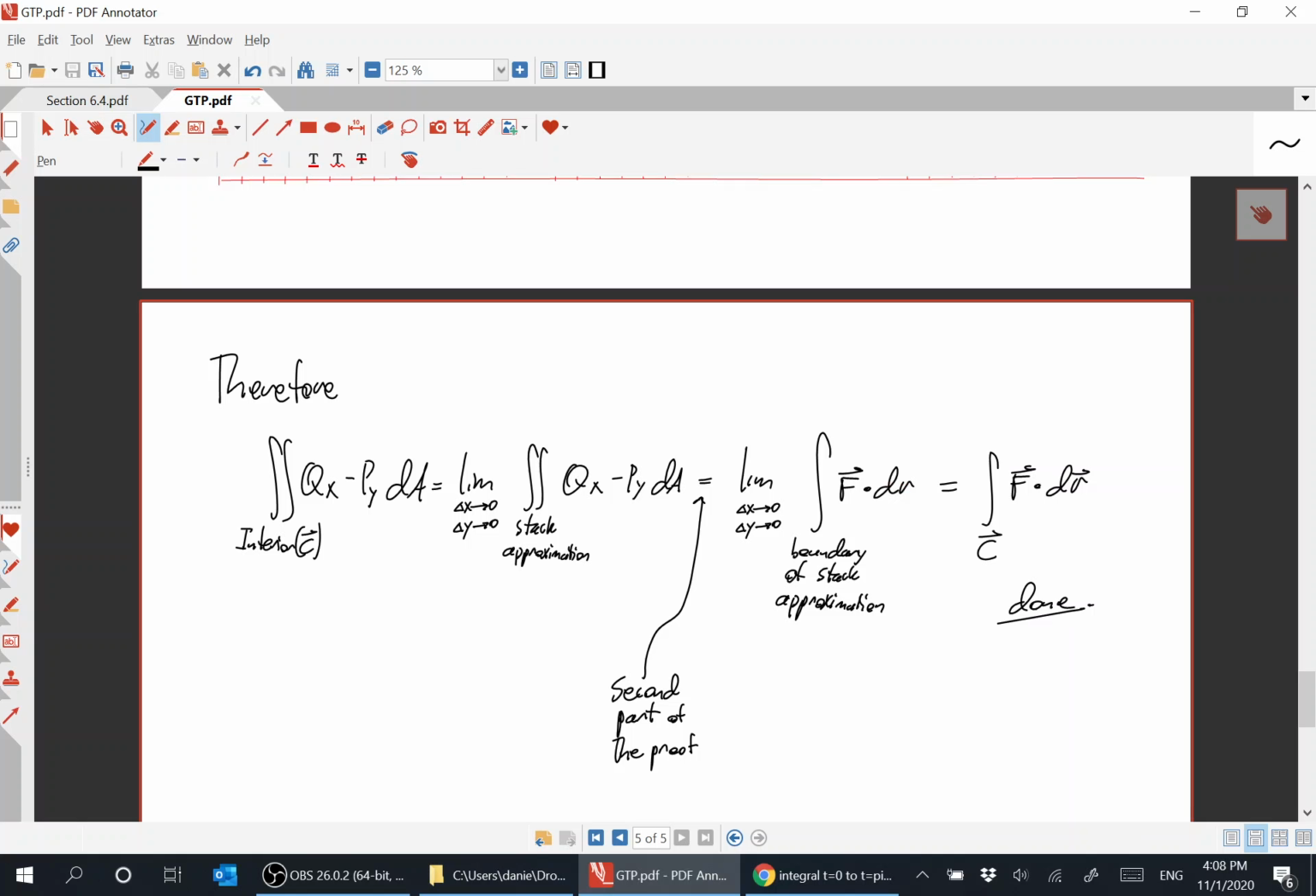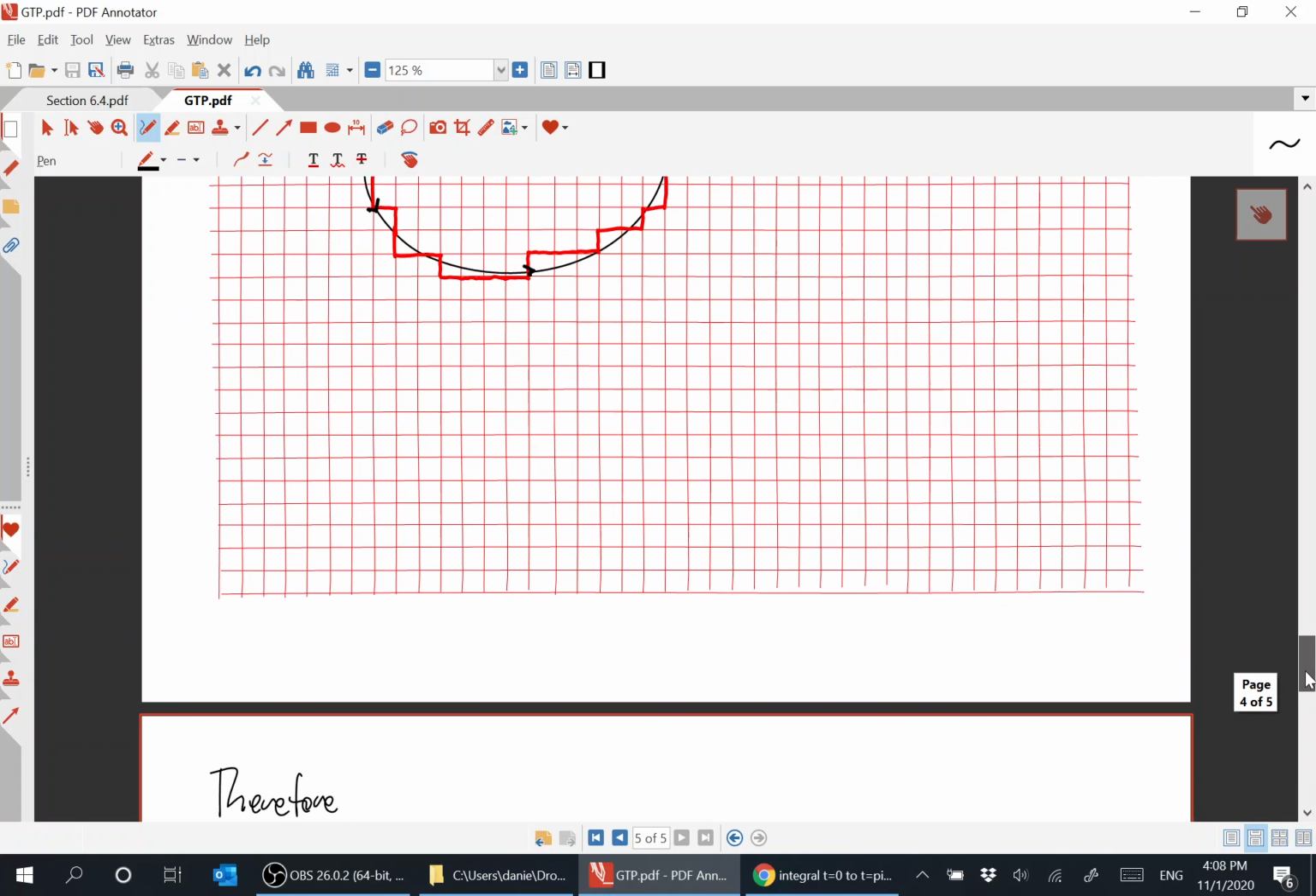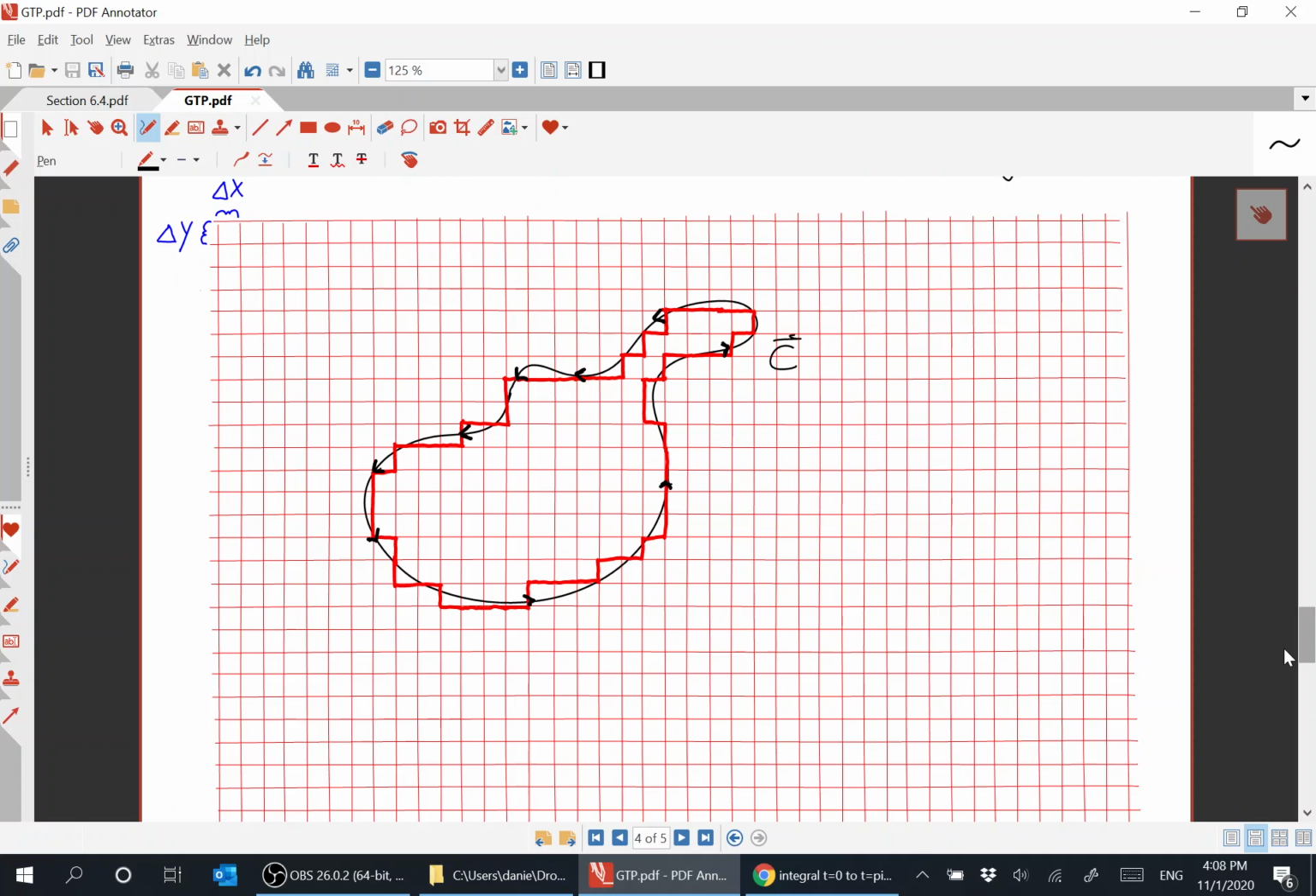So this is the limit as delta x and delta y go to 0 of the line integral of F dot dr over the boundary of the stack approximation. But the boundary of that stack approximation gets so close to what C itself is that, as the limit of delta x and delta y goes to 0, it actually is C. The stack is never C itself, but it gets really, really close to C, as close as you would like it to be.